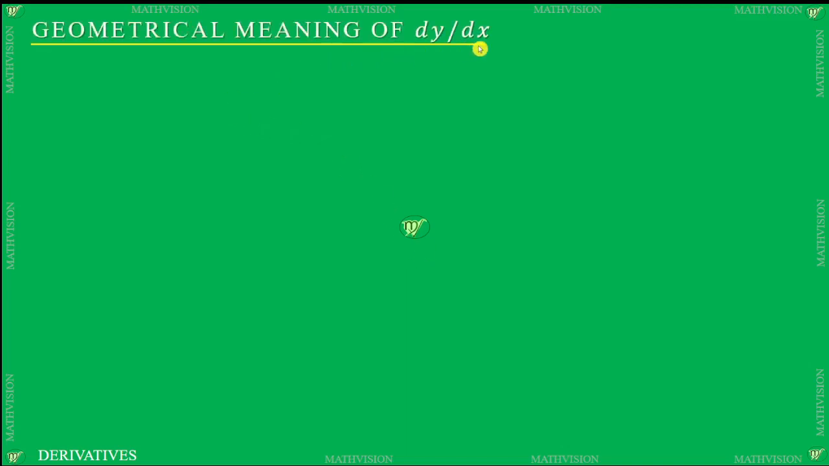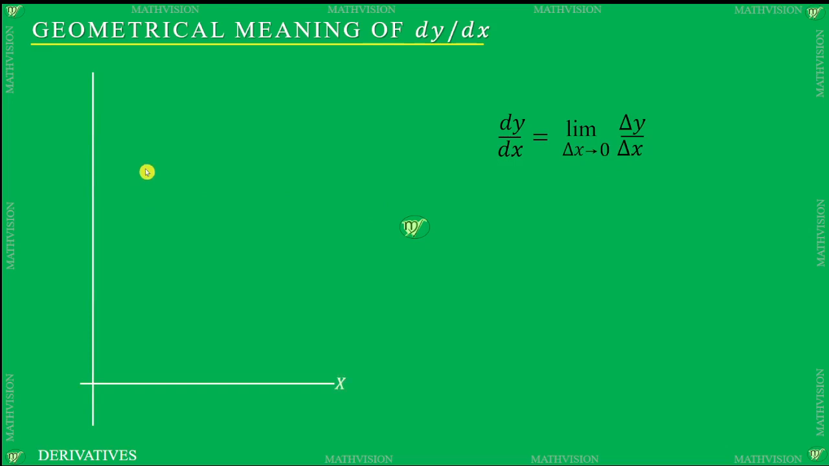Geometrical meaning of dy by dx. By definition, dy by dx is the limit as delta x tends to 0 of the quotient delta y by delta x. Now let us consider a curve of a function y is equal to f(x). Let us consider a point on the curve whose coordinates are (x, y), and also consider another point on the curve whose coordinates are (x plus delta x, y plus delta y).